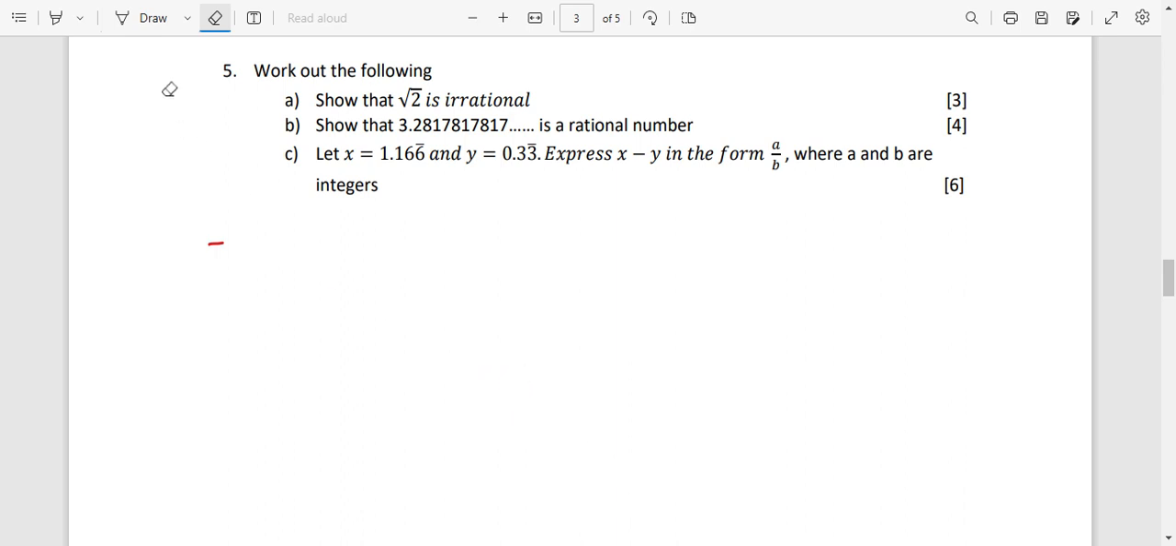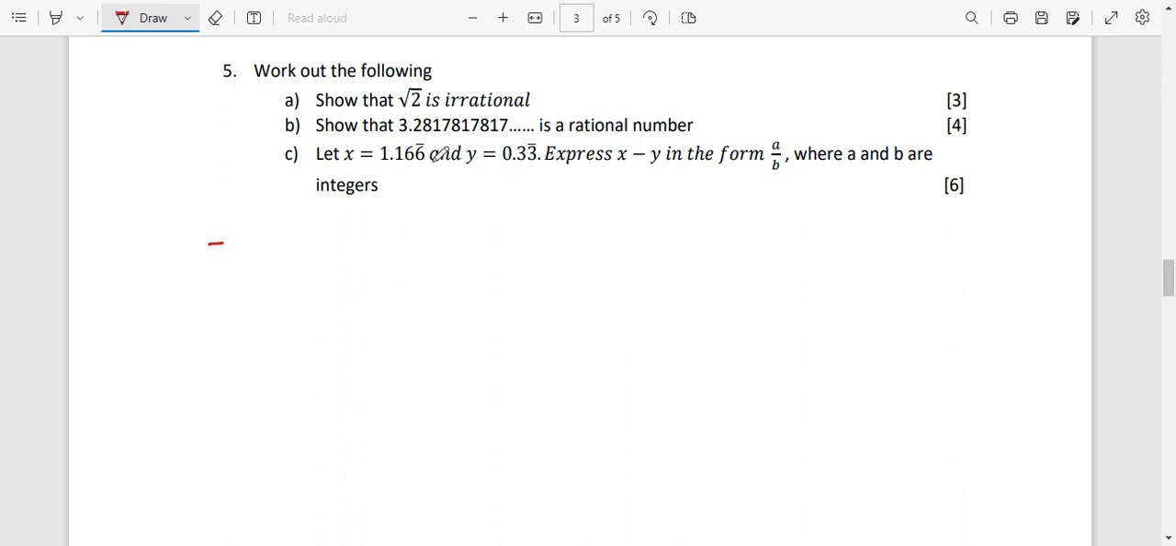All right, so let's go to part C. Let x be 1.166 (with 6 repeating) and y be equal to 0.33 (repeating). Express x minus y in the form a over b. Let me first ask, what do you think we should do first for us to be able to answer this question? I think we should first subtract and then express it in the form a over b.